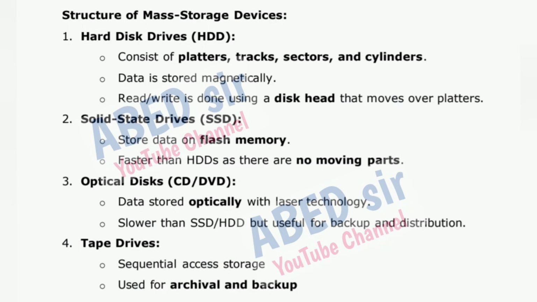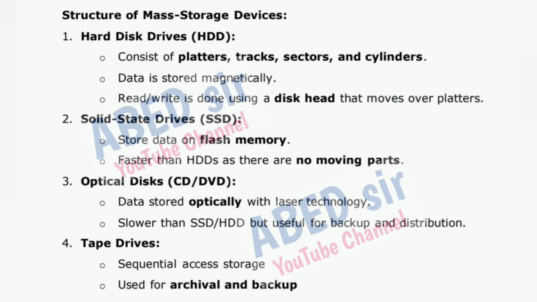2. Solid-state drives, SSD. Store data on flash memory. Faster than HDDs as there are no moving parts. 3. Optical discs, CD-DVD. Data stored optically with laser technology. Slower than SSD and HDD but useful for backup and distribution.